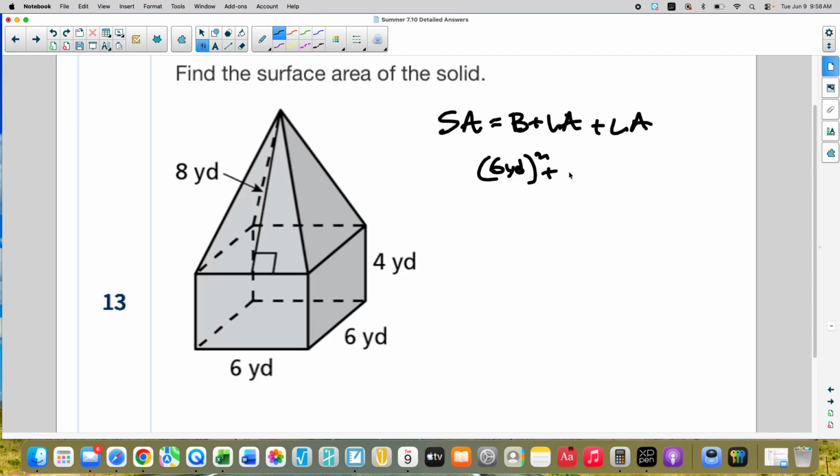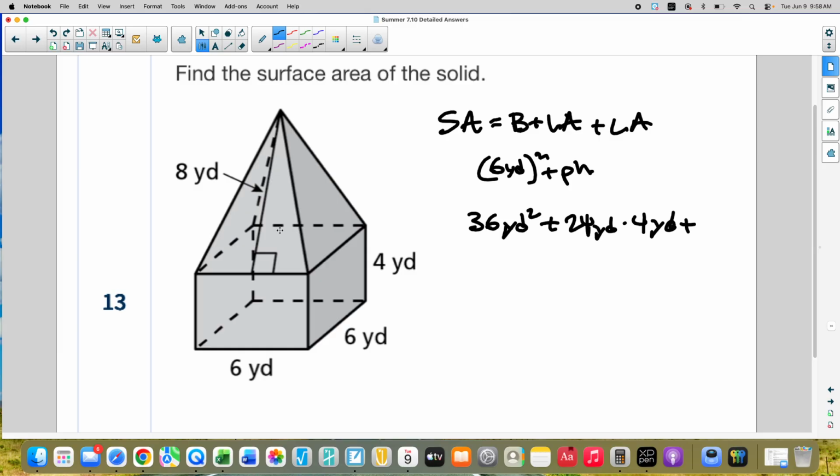The lateral area is going to be, remember, it's the perimeter. So 6 plus 6 plus 6 plus 6, which is 24. So that's going to be 36 yards squared plus, this is going to be 36. 6 times 4 is 24. 24 yards. That's adding sixes, so it's just yards times my height, which is 4 yards. That's this. This is the waist of this thing.